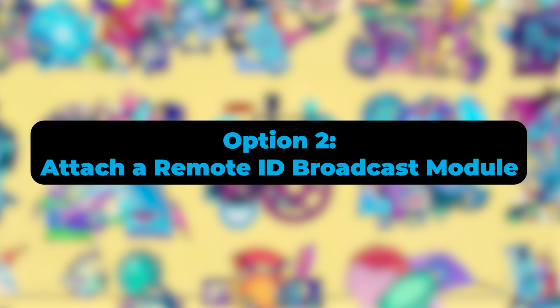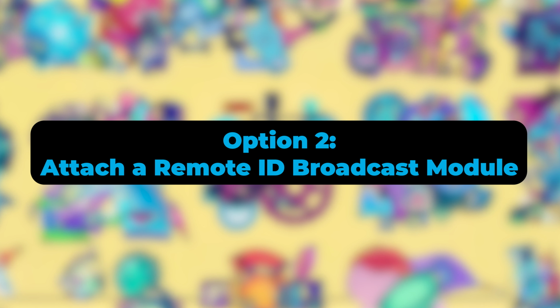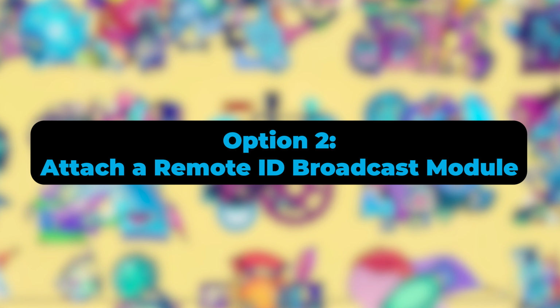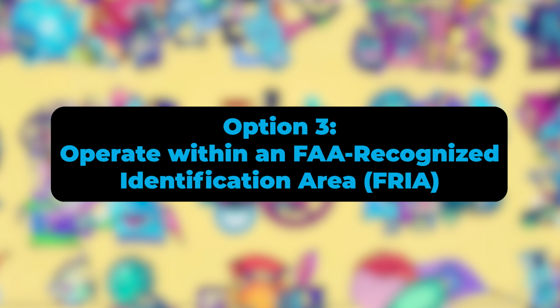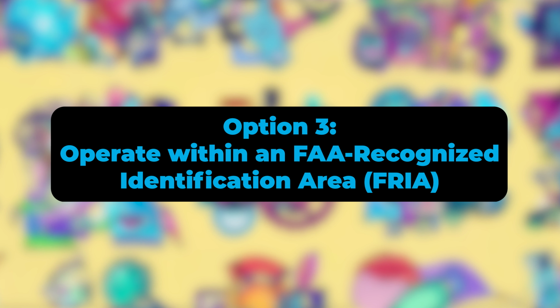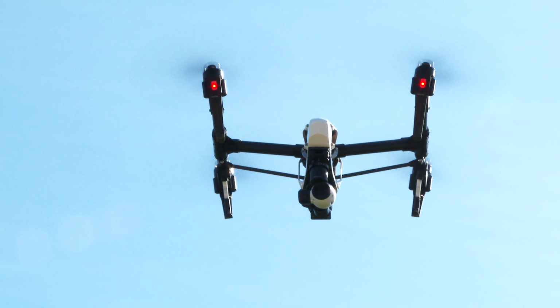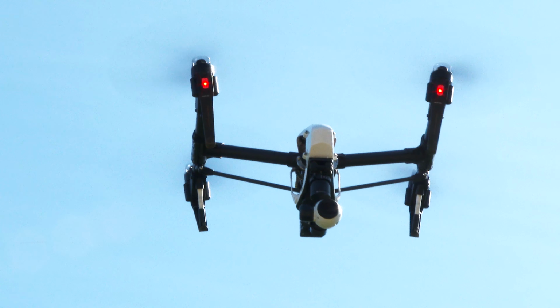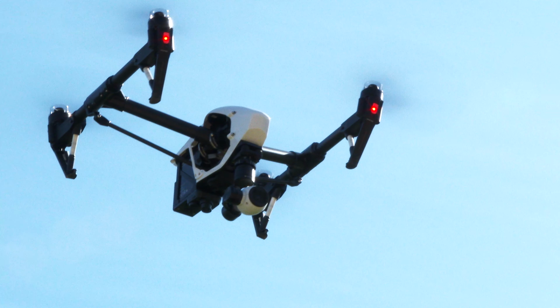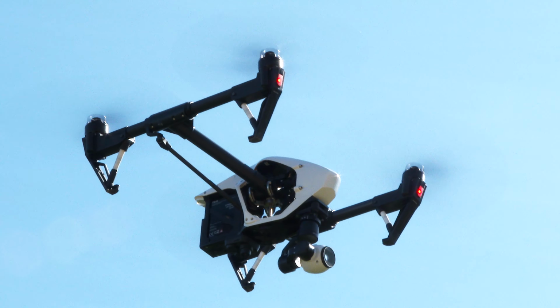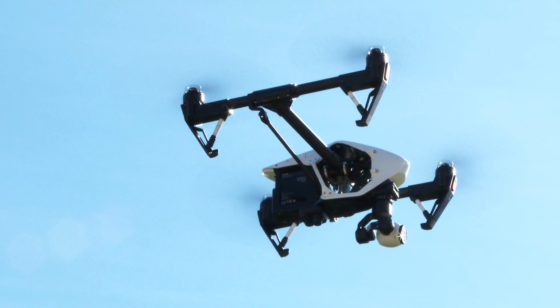Number two, attach a Remote ID broadcast module. If you have an older drone that lacks Remote ID and can't receive it through an update, you'll have to purchase a Remote ID broadcast module. Option three, operate within an FAA recognized identification area. We brought this up earlier, but lastly, if you're a recreational flyer who just wants to enjoy flying for fun, there are options to operate within the FAA recognized identification areas, and this allows you to fly without the need for Remote ID or broadcast module. You can find these areas near you using an FAA map.